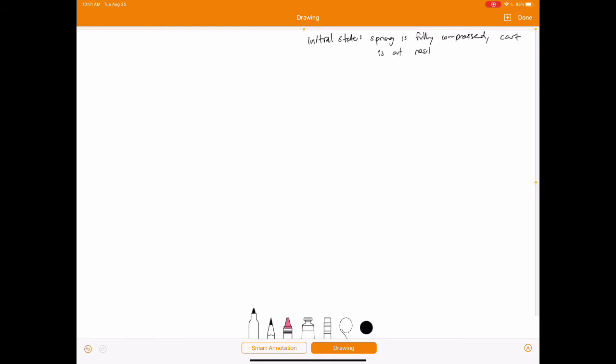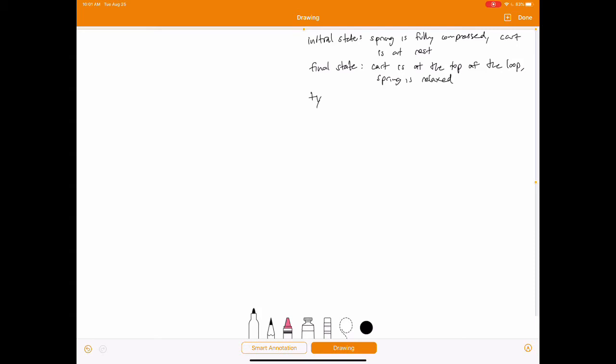So the cart hasn't begun to move yet. So in the final state, remember, we want the cart to be able to make it all the way around the loop. So that means it has to make it to the highest point. So the cart is at the top of the loop. But now the spring is relaxed. There's no cart pushing against the spring, so it's just in its equilibrium position.